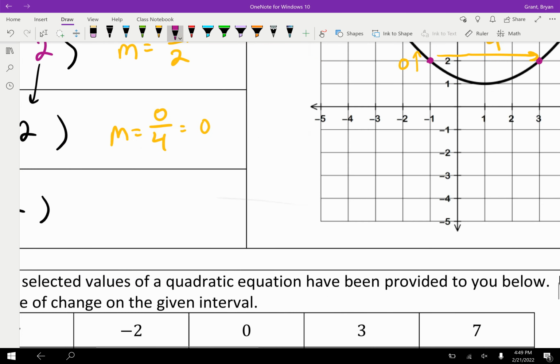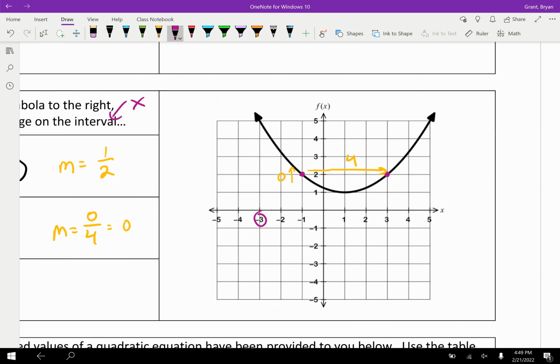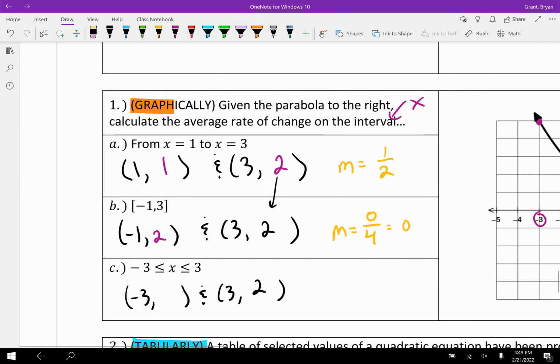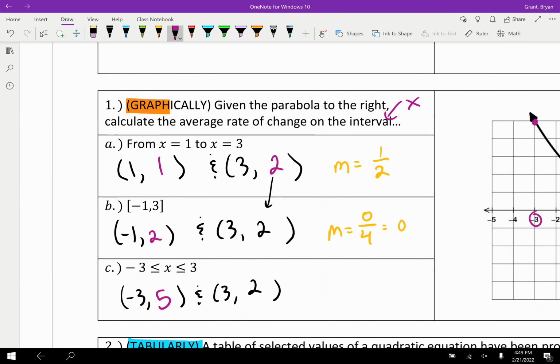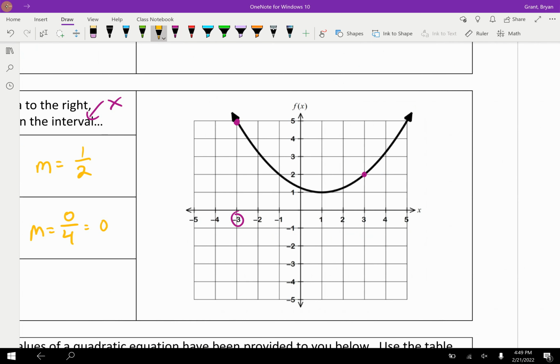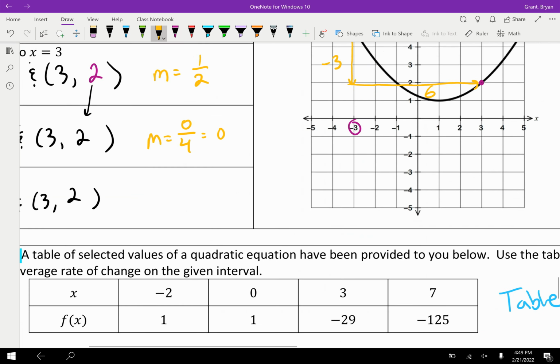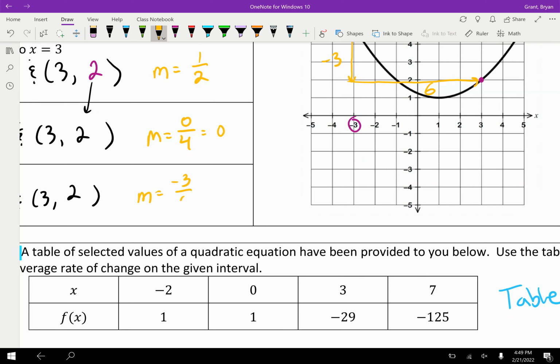Where does -3 go? Let's see, -3 is over here. Oh, it's way up there. It's 5, isn't it? Okay, so we have -3, 5, and we'll just count that rate of change. Looks like we go down 1, 2, 3, negative because we went down, and over 1, 2, 3, 4, 5, 6. There we go. And finishing this up, down 3 over 6. And also that would not be an answer on the test because we would reduce -3/6 to, of course, -1/2.